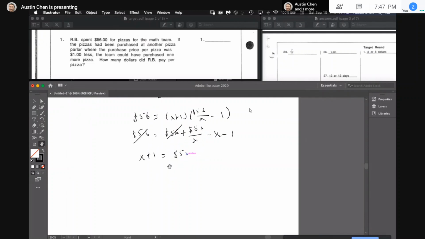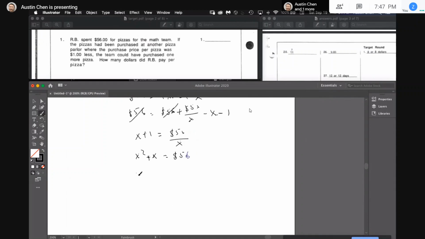And then you have over x. And then you have x squared plus x equals 56. Then you have a quadratic equation. So we have x squared plus x minus 56 equals 0.